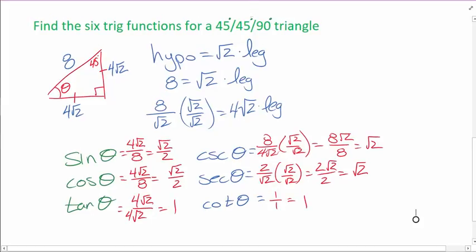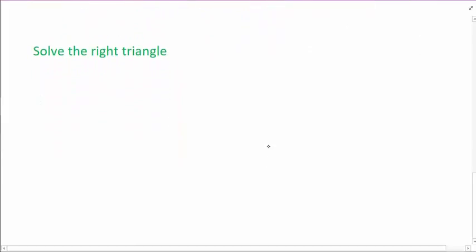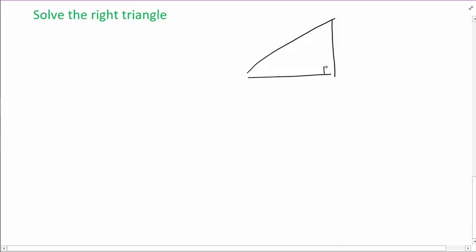Another type of problem that we're going to do is just going to have the direction simply solve the right triangle. In this, we're going to need to establish a standard. Our standard right triangle will have a 90-degree angle. Across from that 90-degree angle will be a lowercase c.